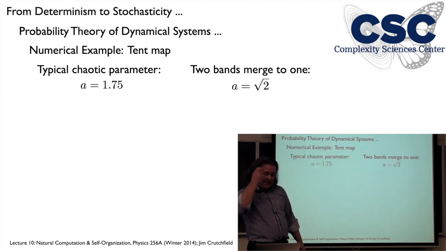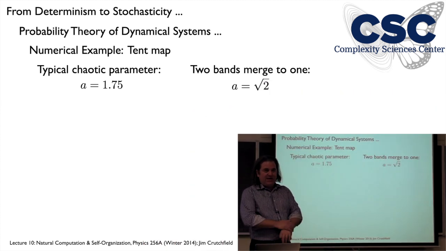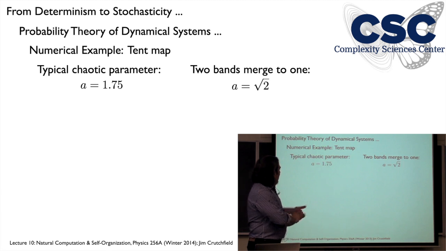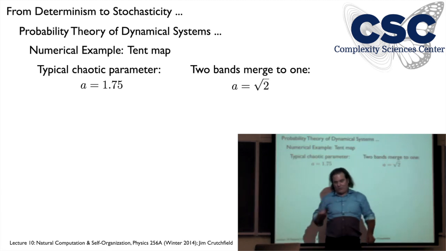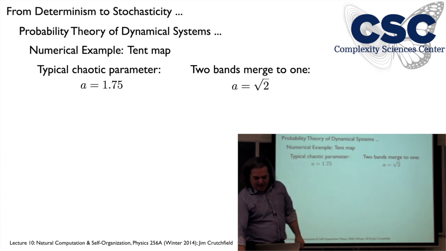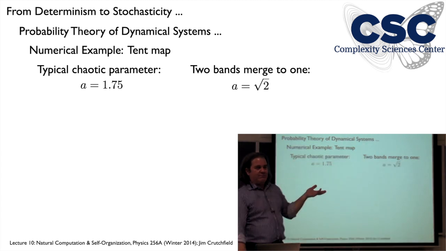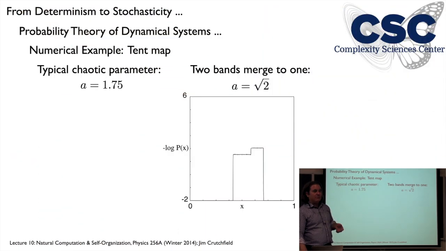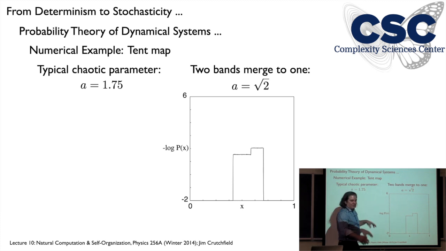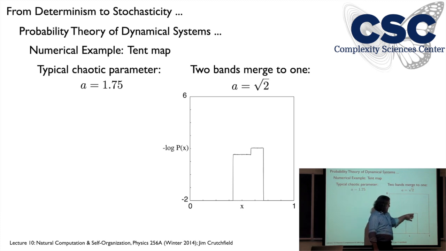Okay, so now some examples here, maybe to test our intuitions. Well, we just did this case. Two bands merged to one. That was at square root of 2. What I'm going to show you is to start with some initial condition, iterate a whole bunch of times and make a histogram. So this is what you get, which is what we just calculated. You have these two step functions. The boundary between the two pieces is right at that unstable fixed point.